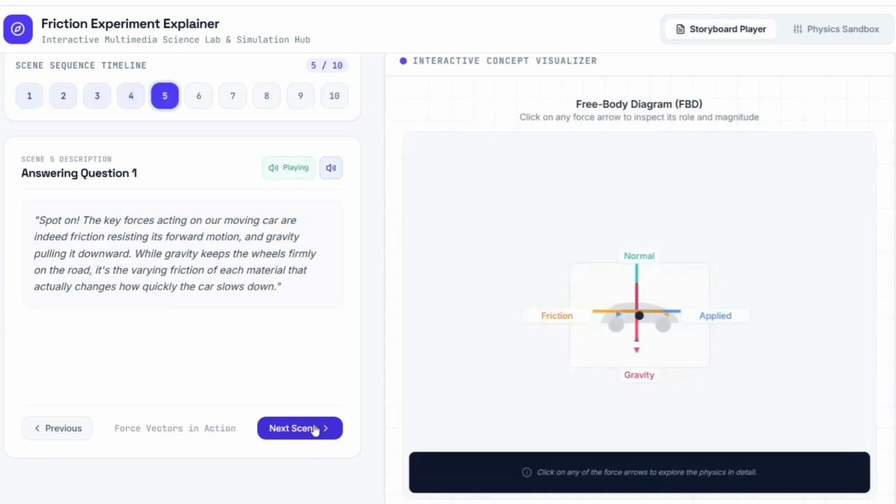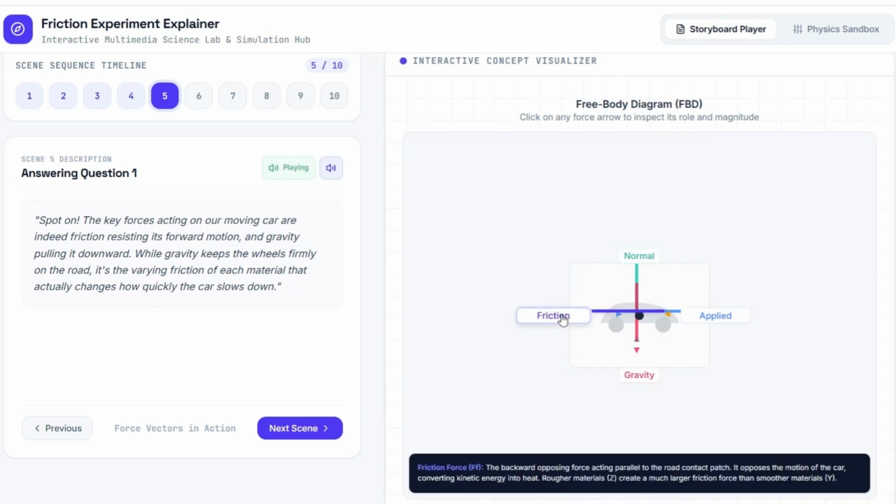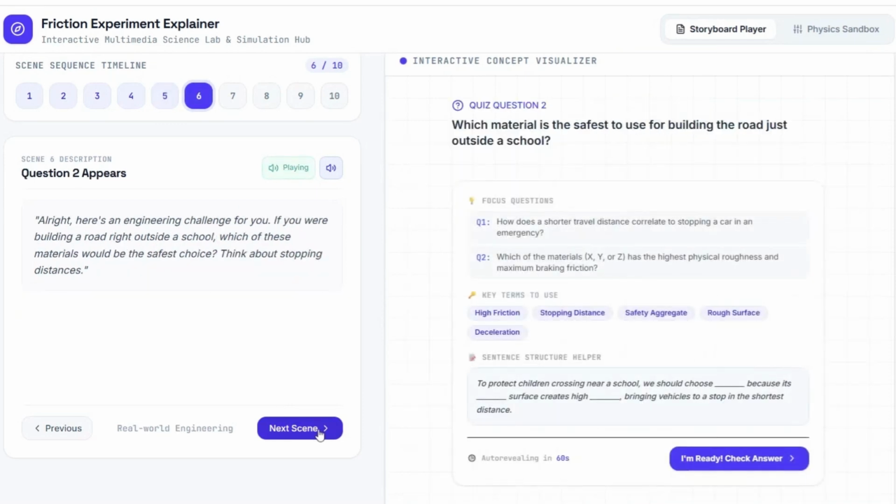Spot on! The key forces acting on our moving car are indeed friction, resisting its forward motion, and gravity pulling it downward. While gravity keeps the wheels firmly on the road, it's the varying friction of each material that actually changes how quickly the car slows down.